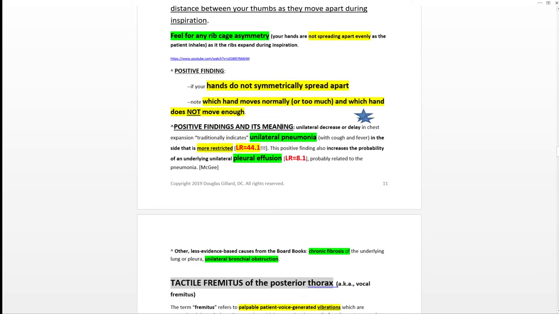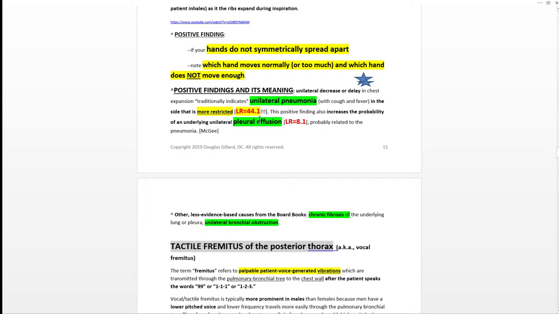All right, so look at the likelihood ratio. Anything over 10 is tremendous. Okay, so this one is ridiculous. It's a 44 positive likelihood ratio. So that is crazy. All right, pleural effusion, which is probably from the unilateral pneumonia, will also cause a restriction, and you won't get good expansion of that rib cage. Likelihood ratio of 8.1, so it's not quite as good as the other one, but it's still pretty darn strong. Okay, chronic fibrosis, unilateral bronchial obstruction, those can happen, but you always think pneumonia, unilateral pneumonia.